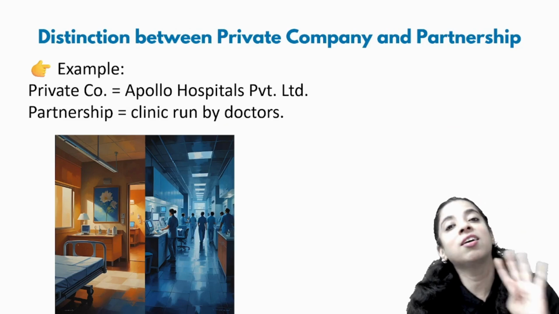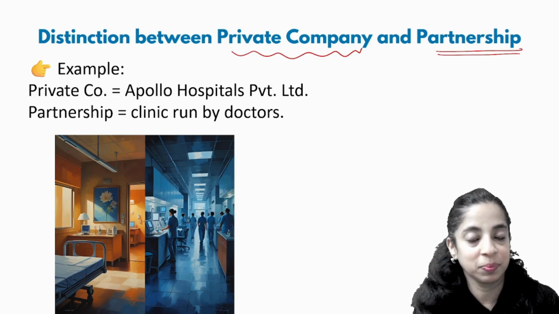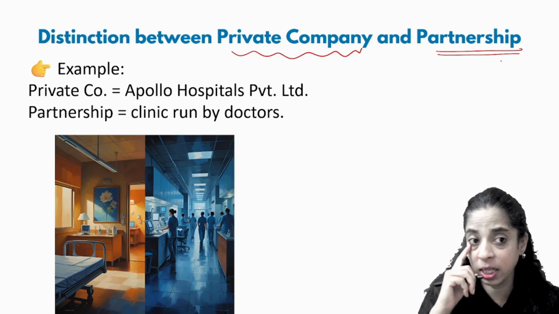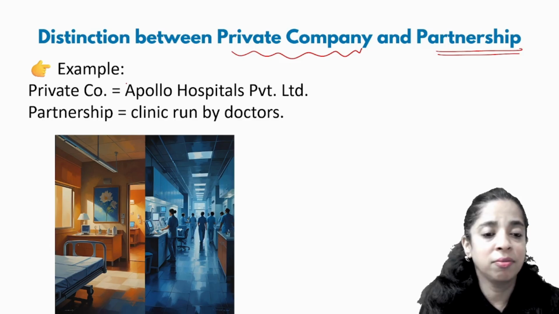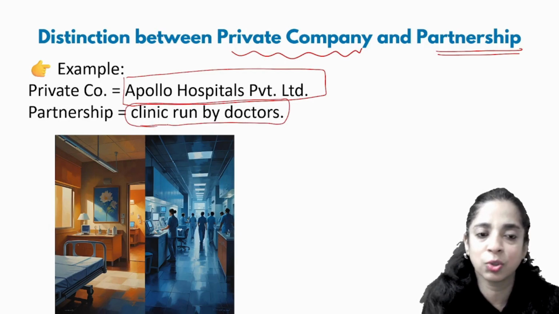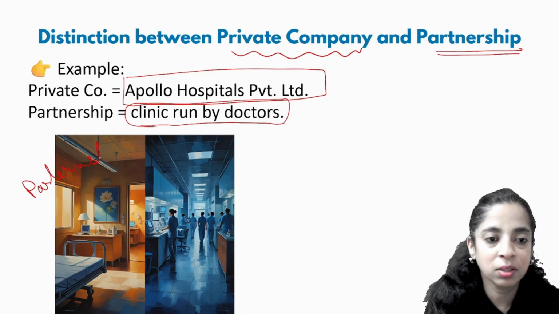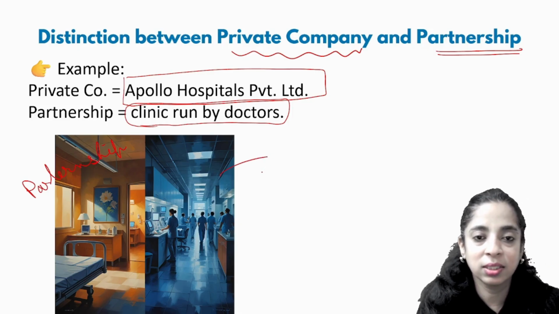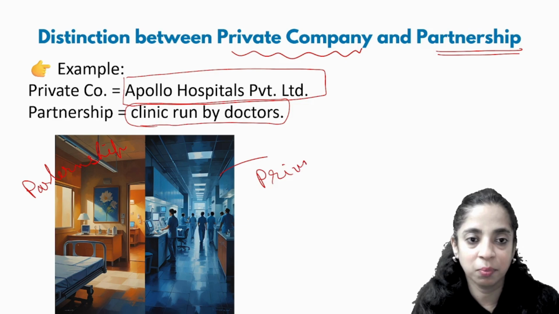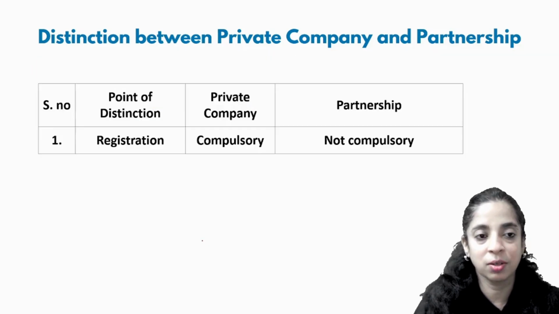Now comes the third table, that is private company and partnership. If we take the example of a private company, take Apollo Hospitals. Apollo Hospitals is a private company. And if we take an example of a partnership, then a clinic run by 2 or 3 doctors together. So this you can say is a partnership example, and this is a private company. You can see the difference by the picture itself and imagine.